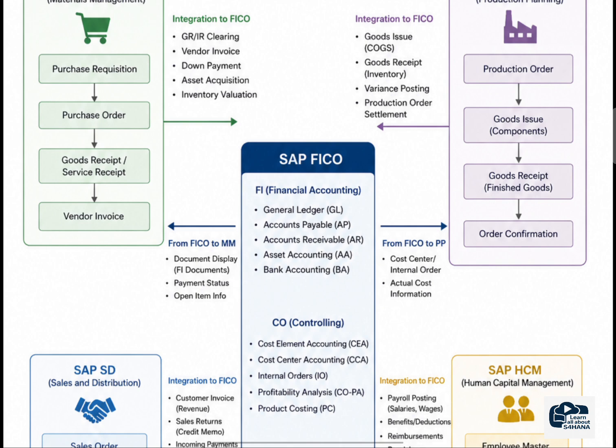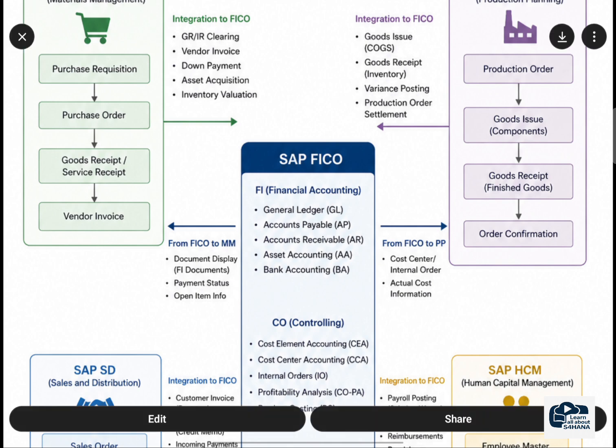Next is the goods receipt of the finished goods. The finished motorcycles are received into the warehouse. Now in financial accounting the entry is done: the finished goods inventory is debited, and the production order or inventory change is credited.